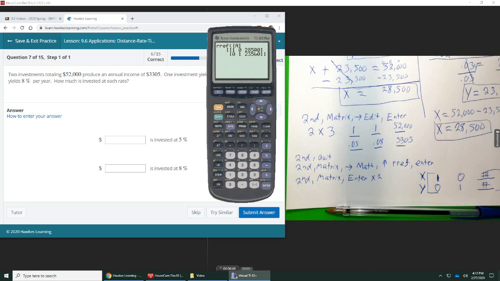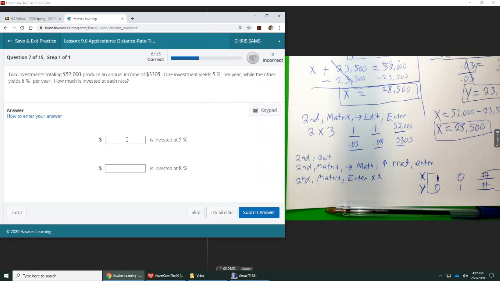Okay, so this first row again was x, and x is 28,500. So that's the amount invested at 28,500. And then the y output, the same thing that we've been getting each time, was the 23,500.